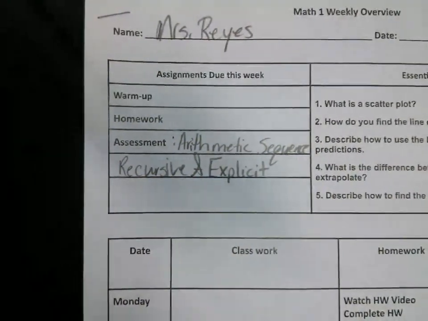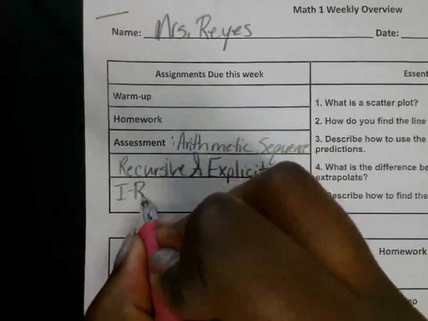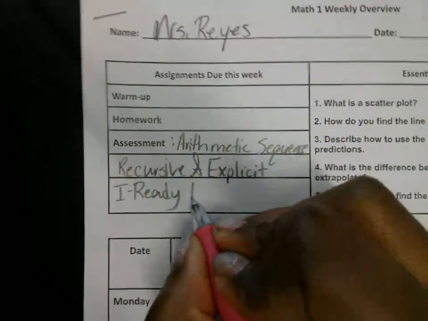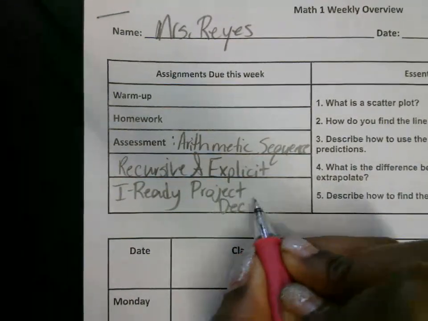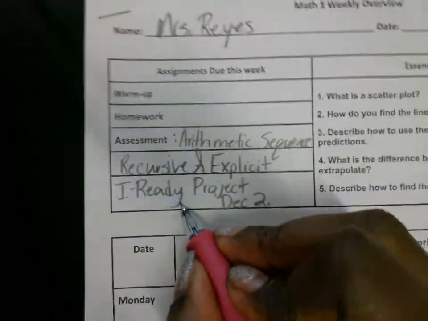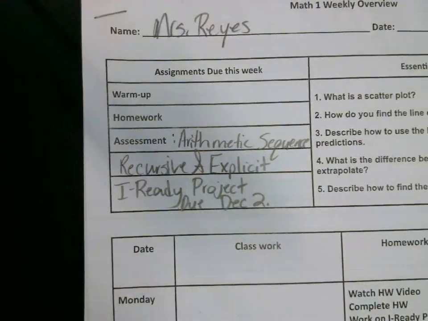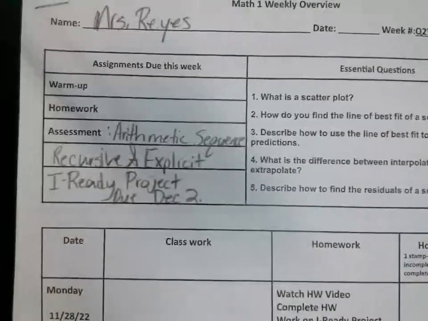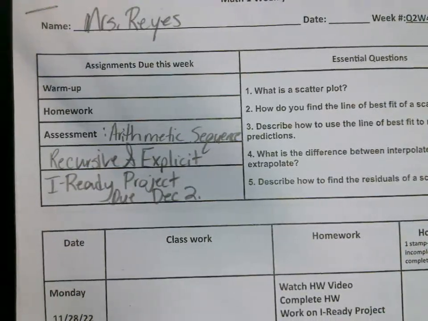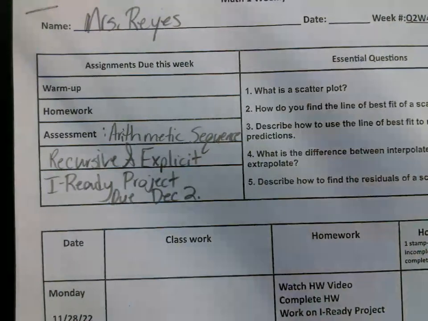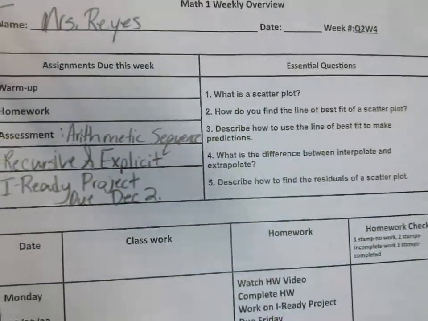Okay. You also have your already 3 lessons. The essential questions, I'm going to read those to you. We're going to start scatter plots tomorrow. So it's, what is a scatter plot? How do you find the line of best fit for a scatter plot? Describe how to use the line of best fit to make predictions.